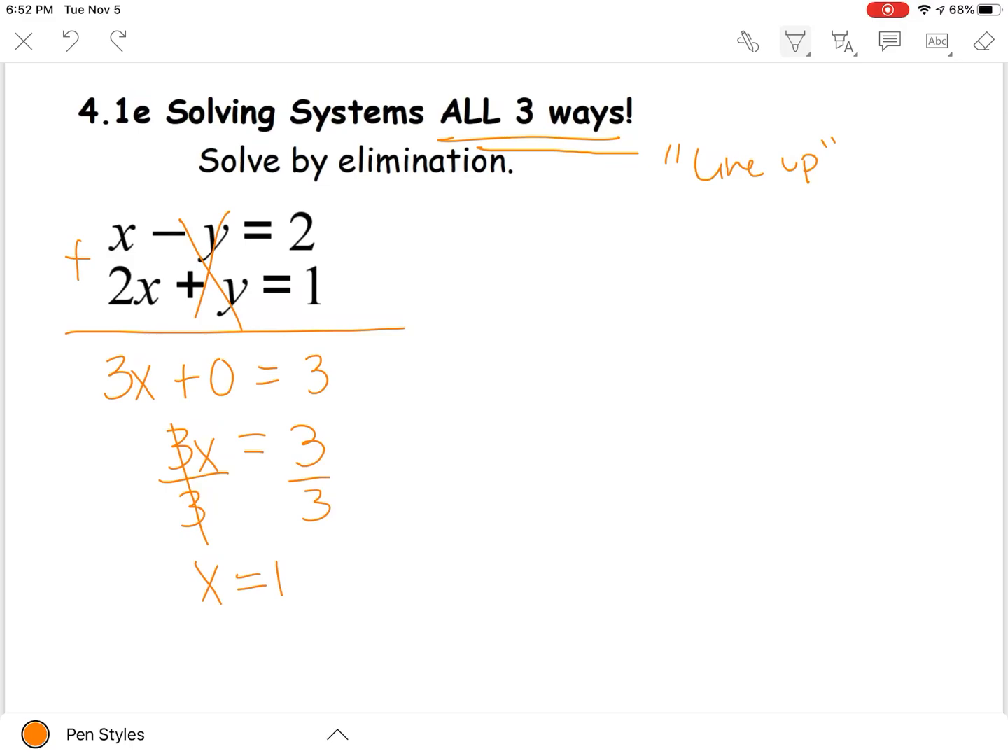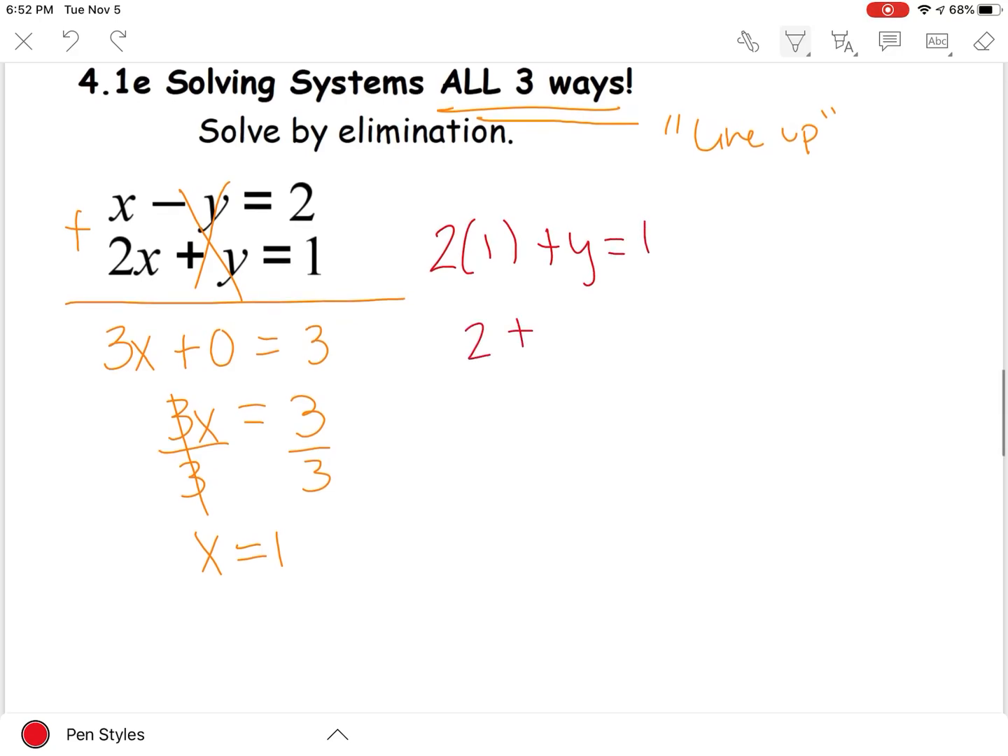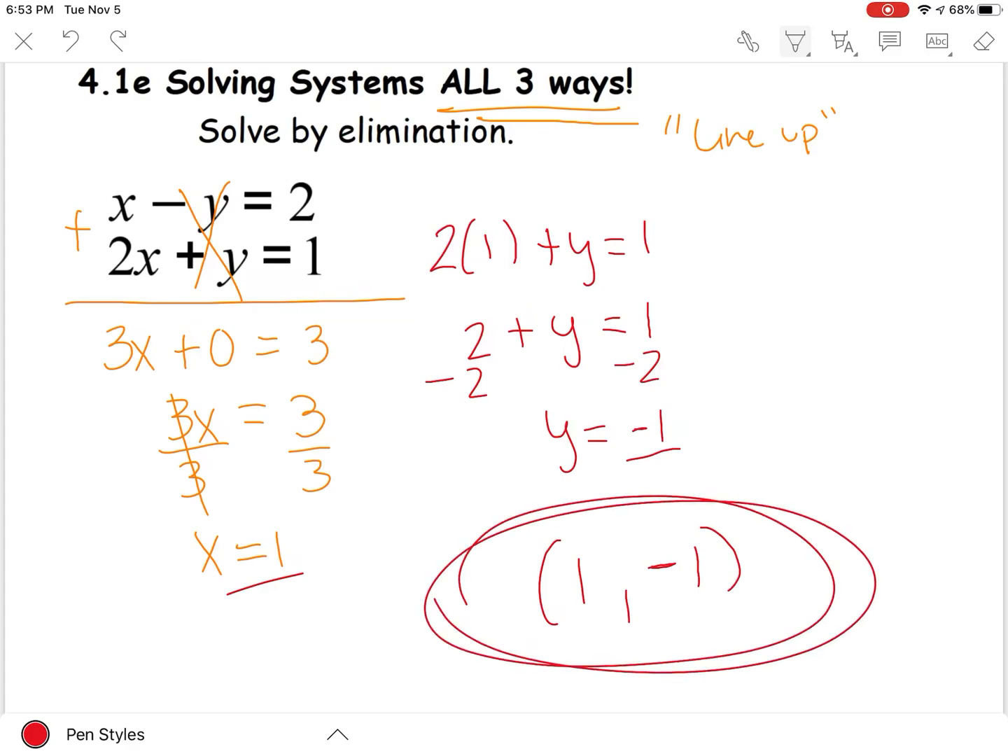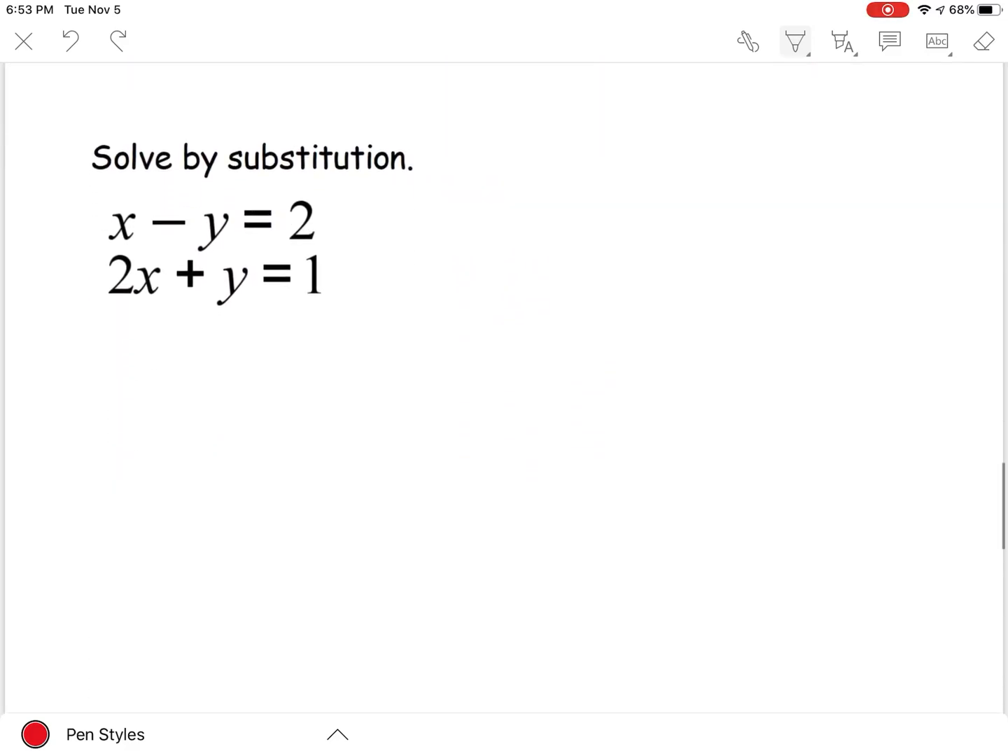If we know x is equal to 1, we still have to find y. We can pick either of these equations to plug it into. So I'm going to say 2 times 1 plus y equals 1. 2 times 1 is just 2, plus y equals 1. I'm going to subtract 2 from both sides, and that tells me that y is equal to negative 1. So we have the x value of 1 and the y value of negative 1, so our solution is (1, negative 1). Now let's look at another way.